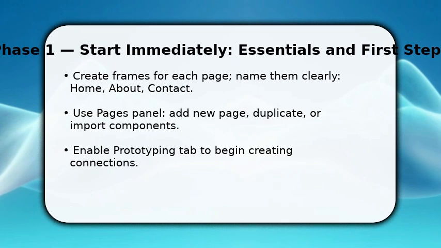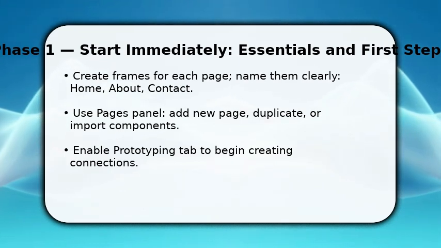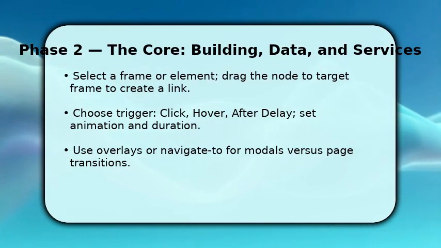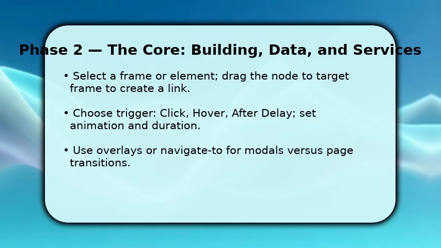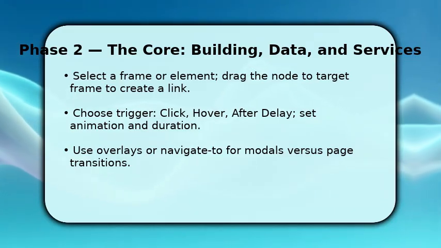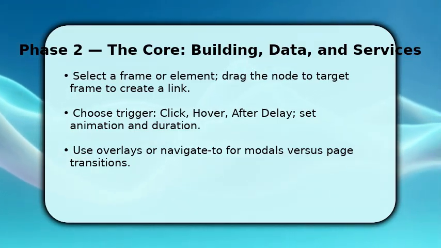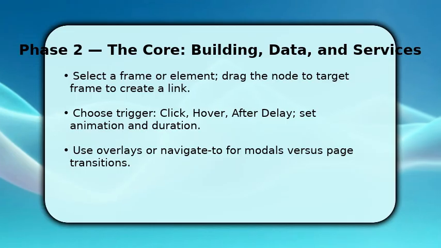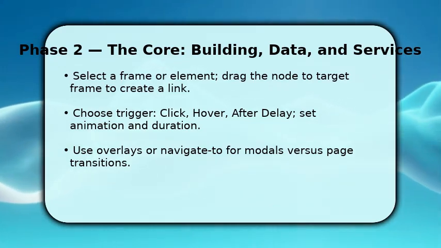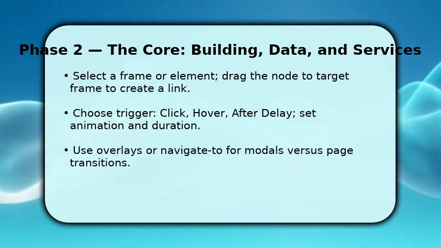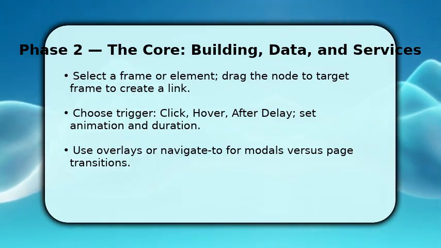Next, you build the actual flow by selecting elements and dragging the prototype node to the target page or frame. This creates the linkage. Then choose the trigger, click, hover, or after delay, and pick an animation and duration to communicate intent. Make sure to use overlays for modal-like content and Navigate to for full page transitions, because overlays preserve context while Navigate replaces it. Finally, group related interactions into components to scale your flow efficiently.